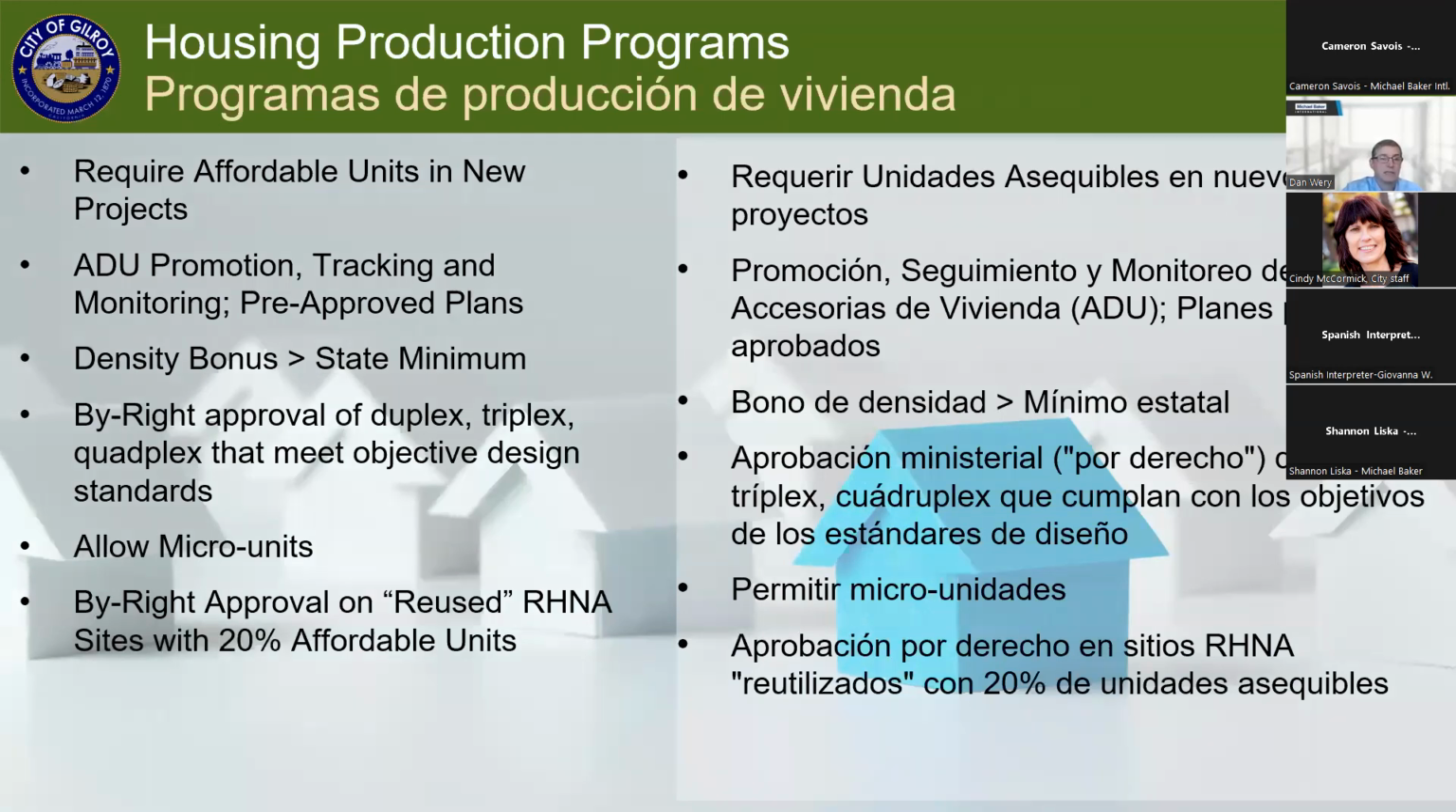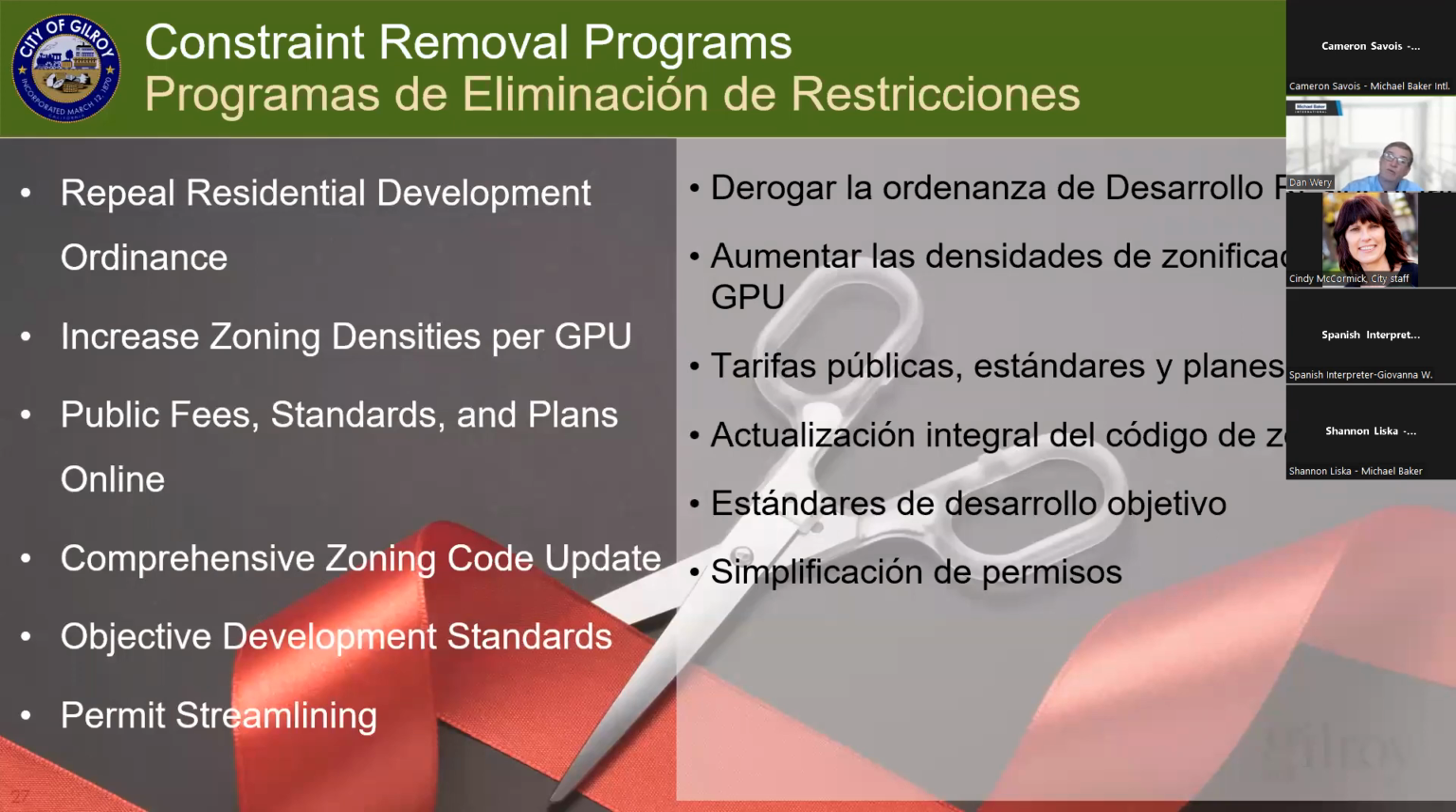Let's see. So we've got a couple other categories. Constraint removal programs. So one is already basically held in abeyance. It's not being enforced. The city had a residential development ordinance, which was a growth management ordinance. And the state says we can't do that, at least while we're in the current housing crisis. So we can't put a limit on annual growth of housing. So right now the plan is to try to build our way out of it rather than to meter it out. So that RDO, or residential development ordinance, will be repealed.